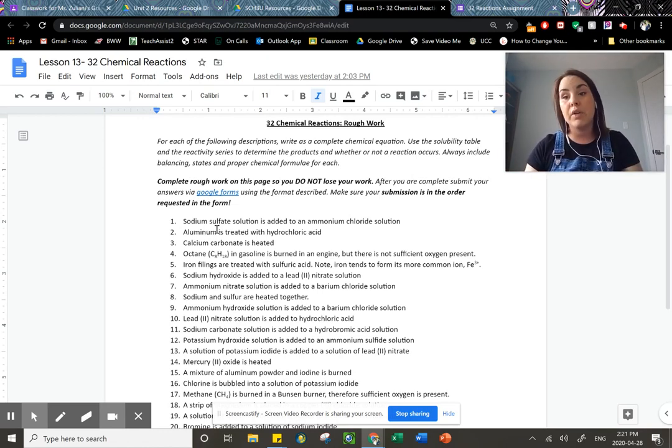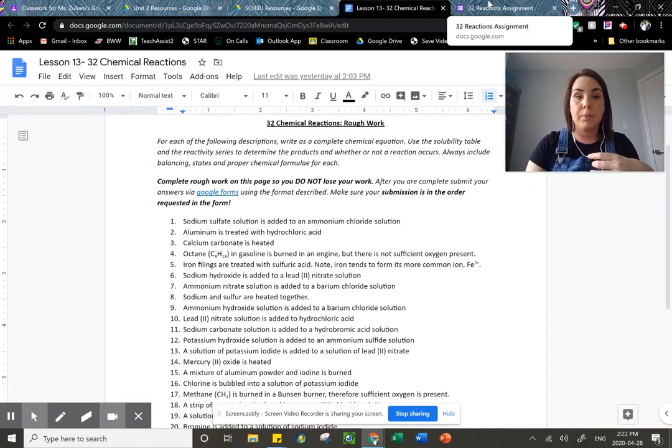So for sodium chloride, we know that's NaCl. You're going to also then be predicting the products of that reaction. So for example, it says sodium sulfate solution is added to ammonium chloride. You're going to write out the chemical formula for sodium sulfate, write out the formula for ammonium chloride, then figure out what type of reaction that is, predict the products of that reaction, and balance it. All that rough work should be done, like I said, either directly through editing in this form or on a scrap piece of paper. Don't go directly into the form.